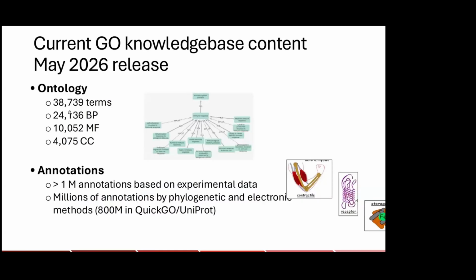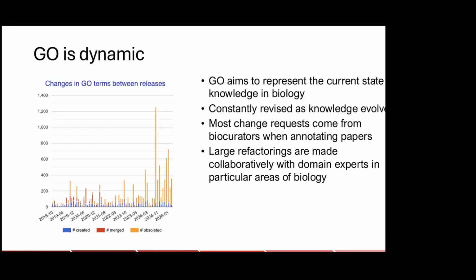Currently we have a release that came out last month, and there are 38,000 terms: 24,000 process, 10,000 functions, 4,000 components. And there are over 1 million experimental annotations, which will be described just after. And there are literally millions of annotations by phylogenetic and electronic methods. So yeah, the next speakers will describe all this process.